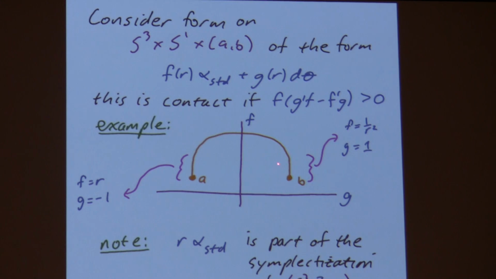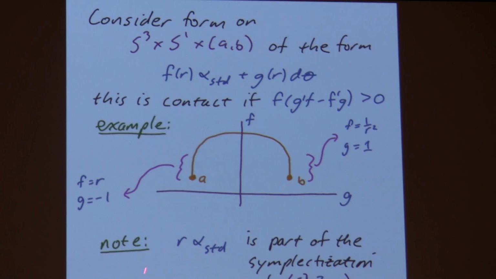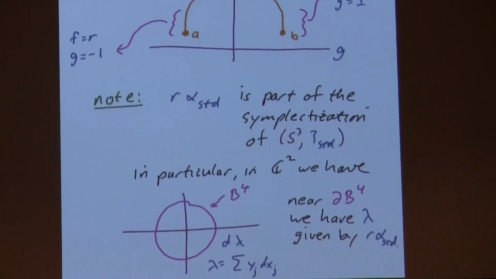That's essentially what that condition means. So here's a curve that I'm going to parameterize by f and g, and it starts out with f equals 1 over r squared and g equals 1, which is, of course, exactly what I had here, right? And it's going to end with f equals r and g equals minus 1. And I claim that this picture gives me a contact form here. And if you look at this r alpha in this region, there's actually a symplectic structure on the 4-ball that near the boundary looks exactly like that.